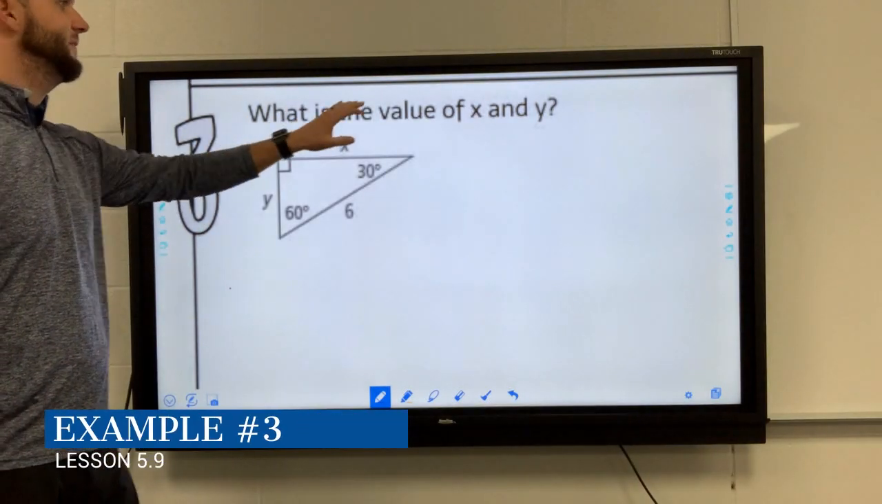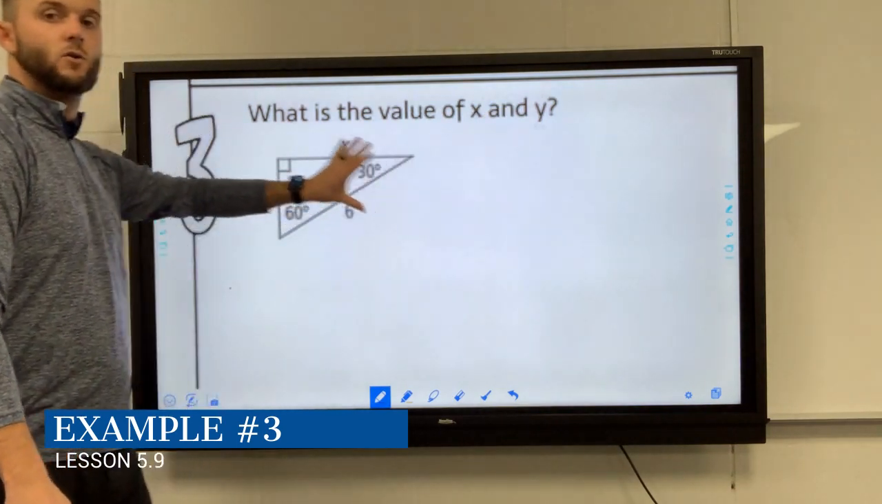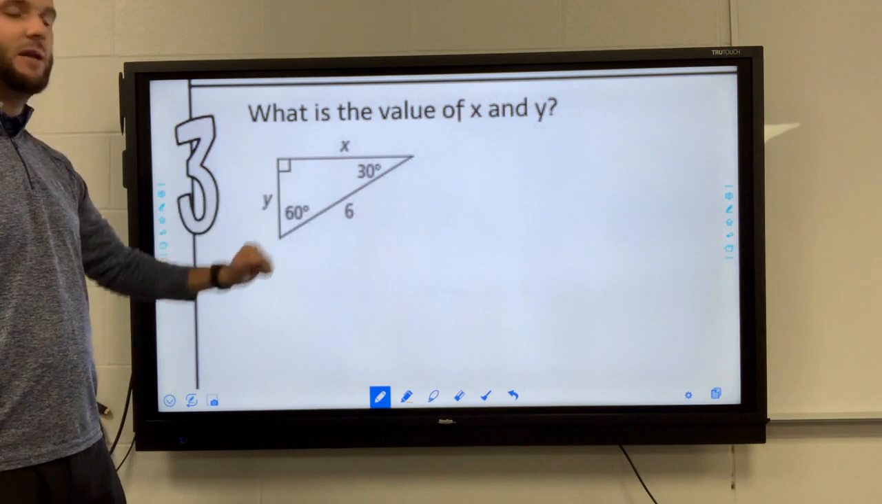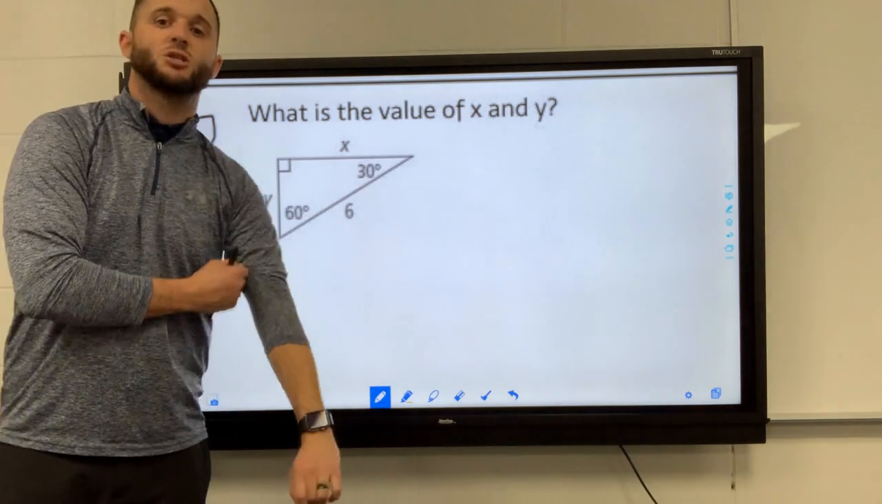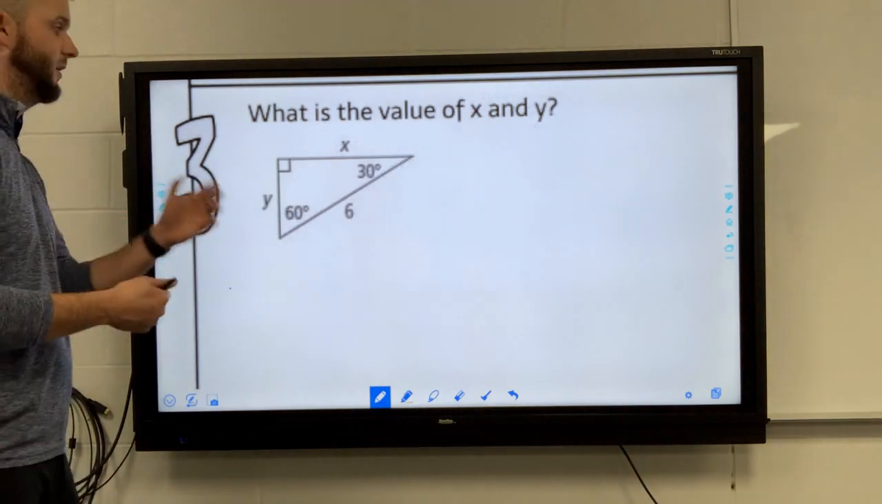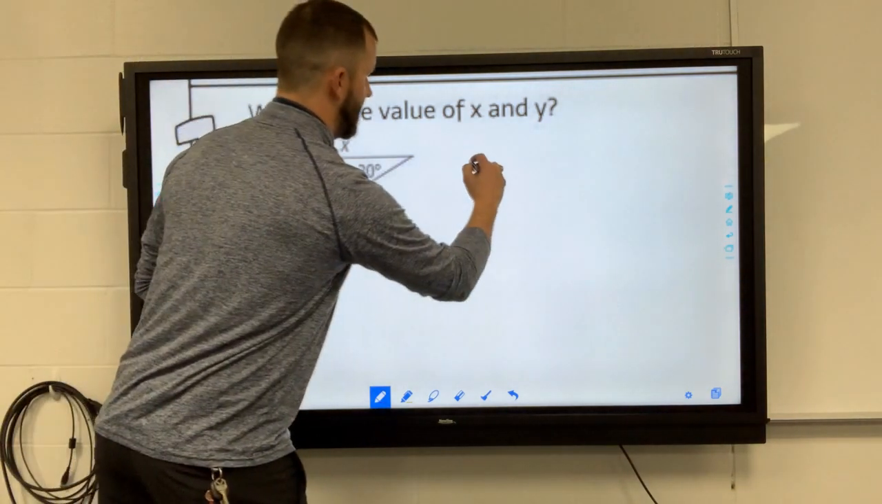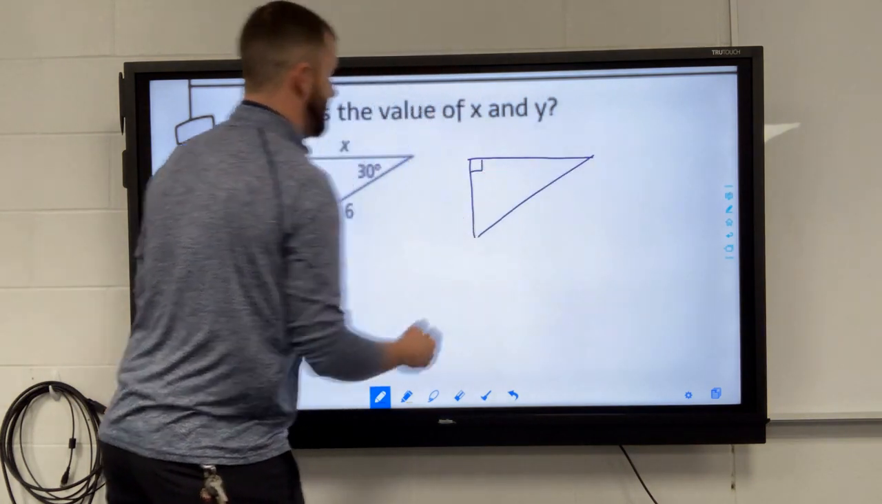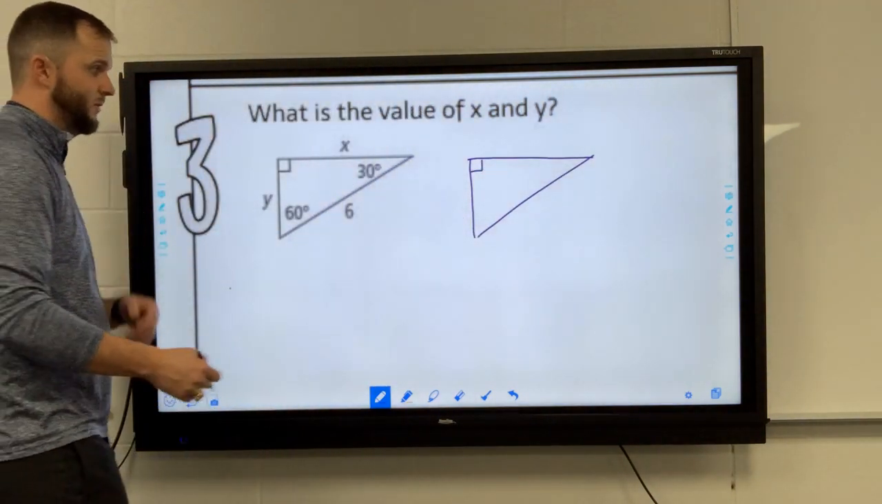So it says, what is the value of x and y here? Right now, again, we're looking at our right triangle. I have a 30, 60, 90 right triangle, so that means I can actually use the template of the 30, 60, 90 right triangle to find my missing sides. To make it a little easier, I'm going to write my triangle in the same orientation as this one so I can see what's going on.